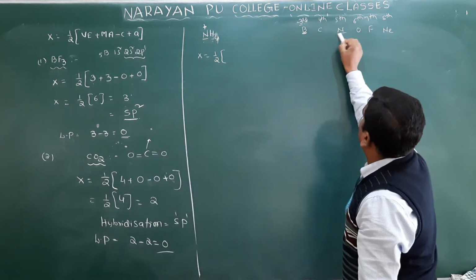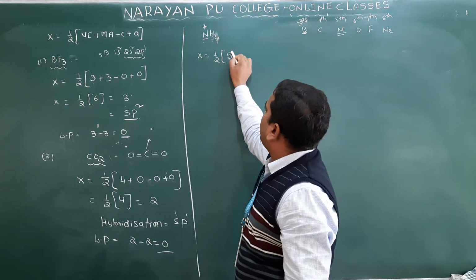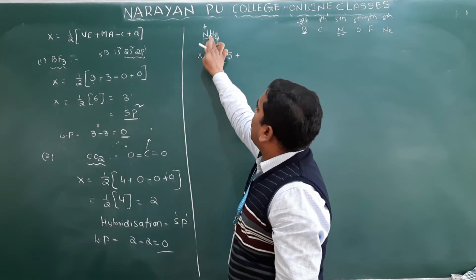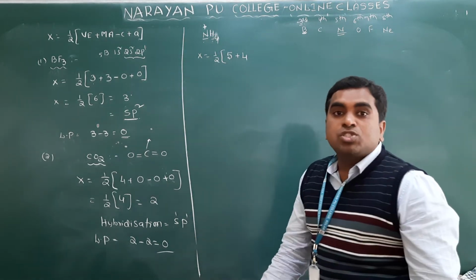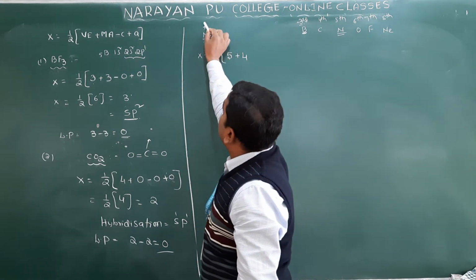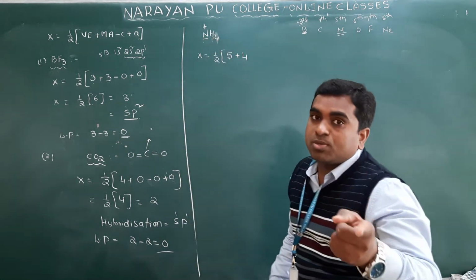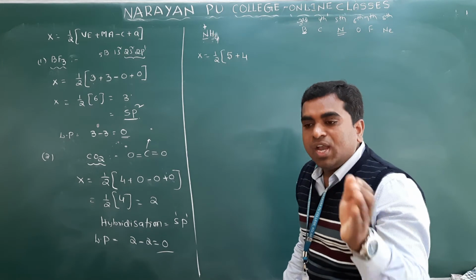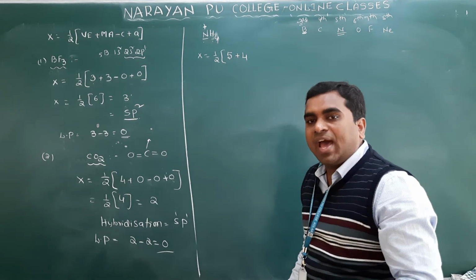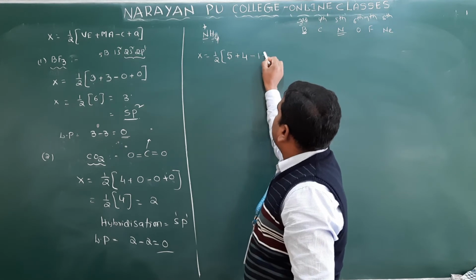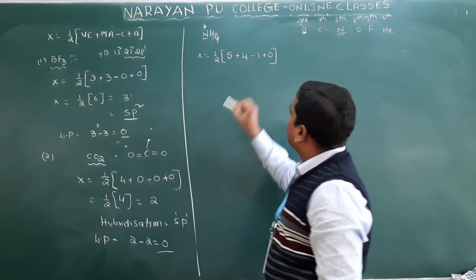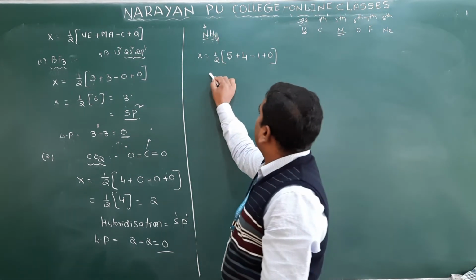Nitrogen belongs to which group? 15th group. How many electrons will it have? 5, plus how many monovalent atoms? Hydrogen will form one bond only, so 4 monovalent atoms are there. Charge on cation: this is a positive charge. A positive charge means we will consider it a cation. If a negative charge is there, we will consider it an anion. It is a positive charge, cation, minus 1. It is not an anion, so 0. Clear? Then what will you get here?